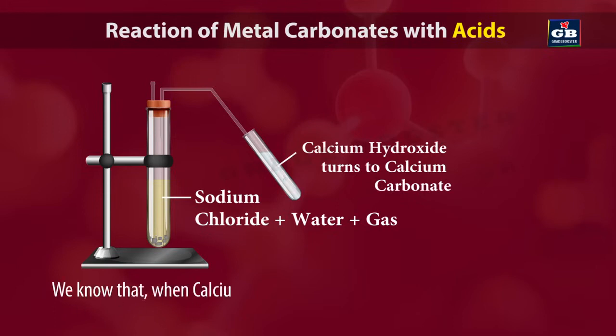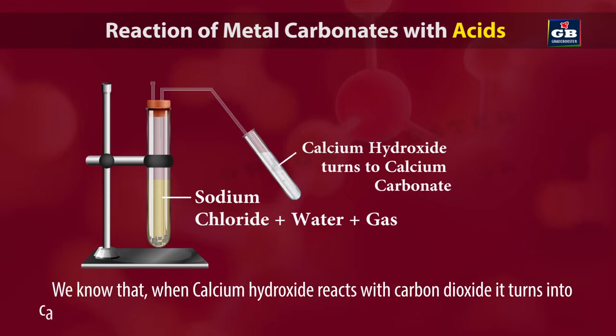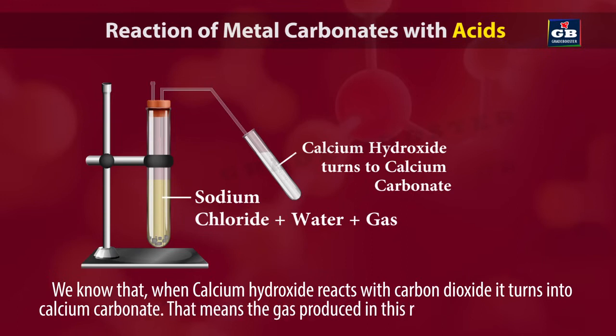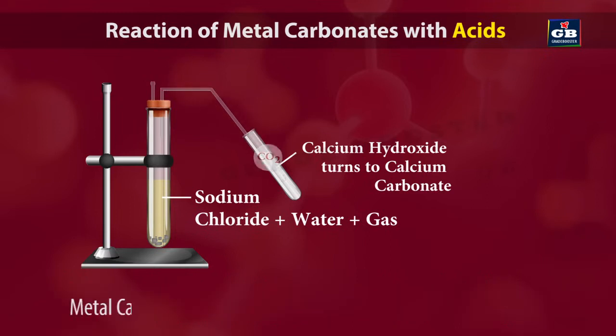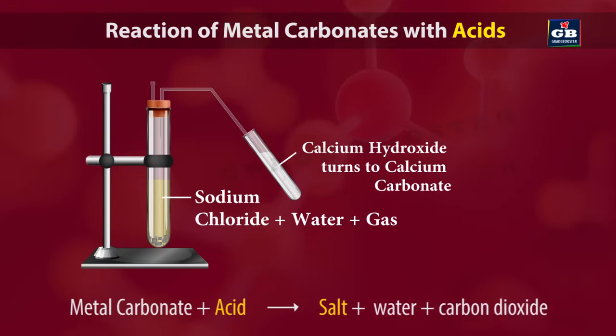We know that when calcium hydroxide reacts with carbon dioxide, it turns into calcium carbonate. That means here the gas produced in this reaction is carbon dioxide. So when a metal carbonate reacts with an acid, it gives rise to salt plus water plus carbon dioxide.